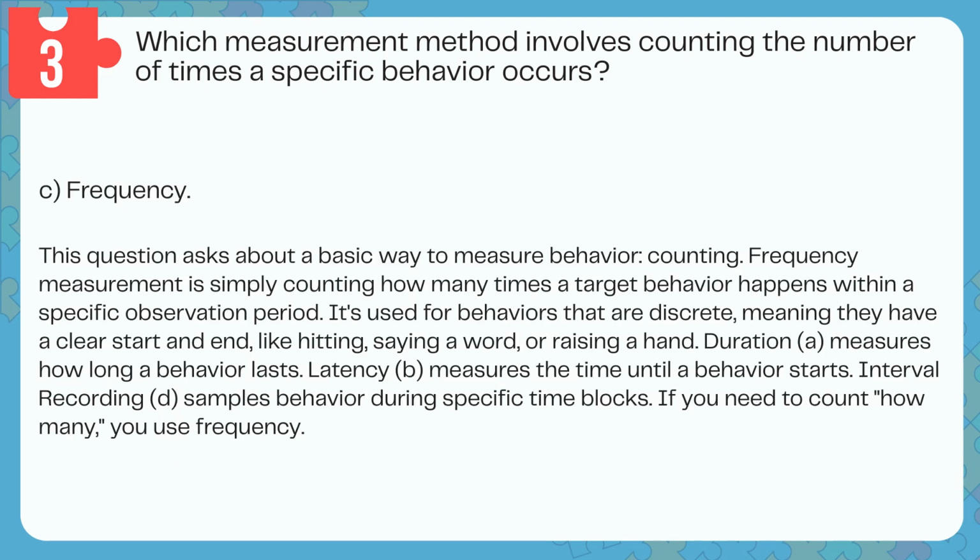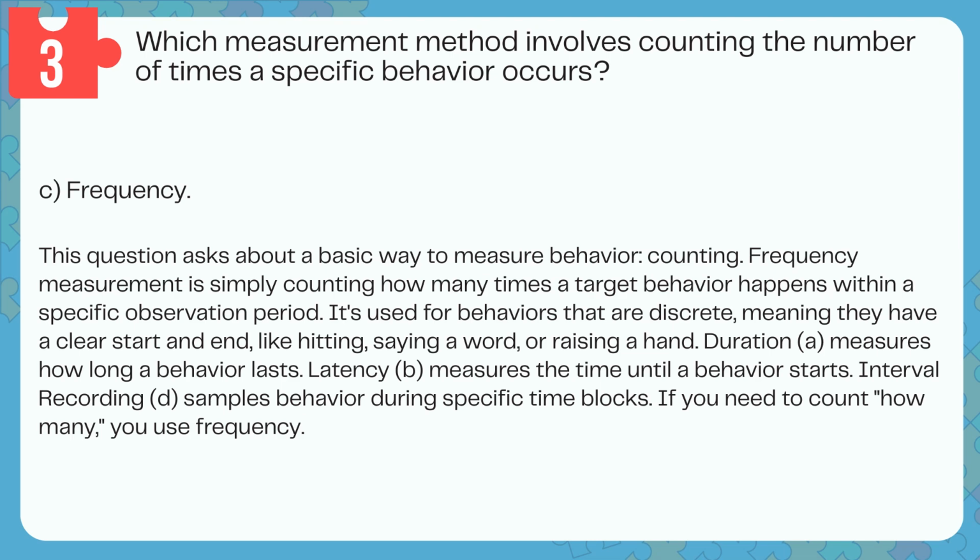Answer: C. Frequency. This question asks about a basic way to measure behavior. Counting. Frequency measurement is simply counting how many times a target behavior happens within a specific observation period. It's used for behaviors that are discrete, meaning they have a clear start and end, like hitting, saying a word, or raising a hand.